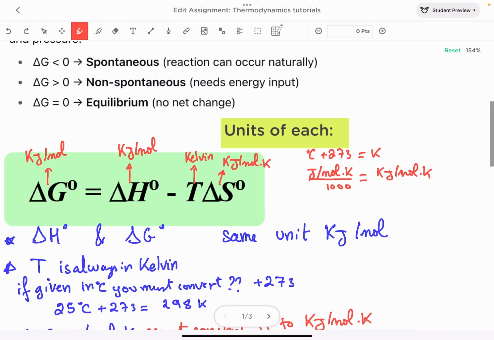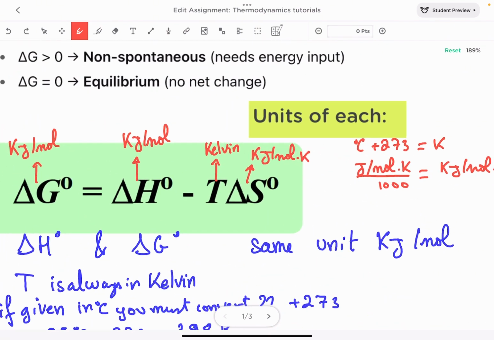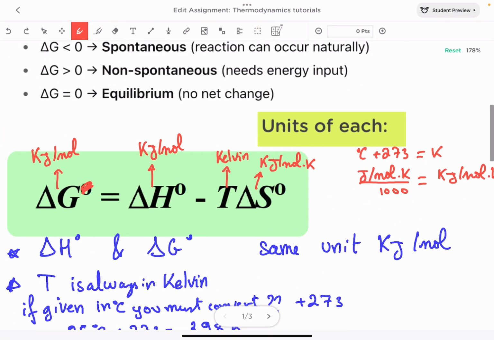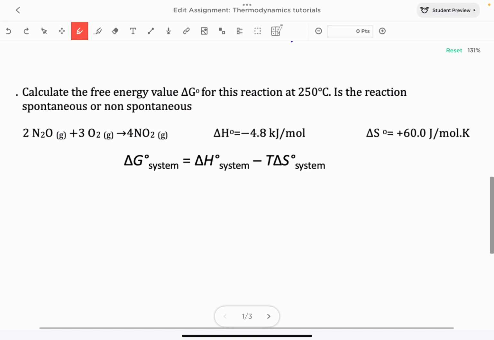That's the way we solve these questions. Now also one more thing. If the question is not dealing with standard Gibbs free energy, enthalpy and entropy, in this case the unit would simply be kilojoule, no more per mole. This is just a quick piece of information. Now, let's do this question.